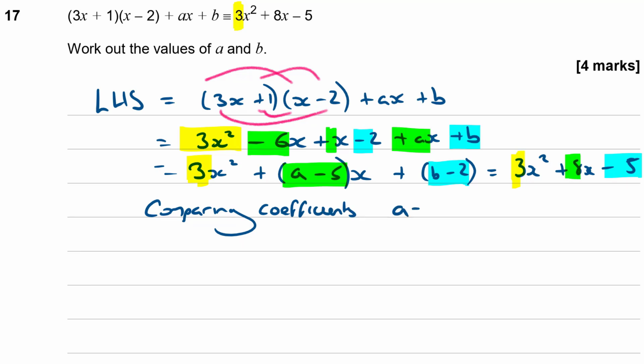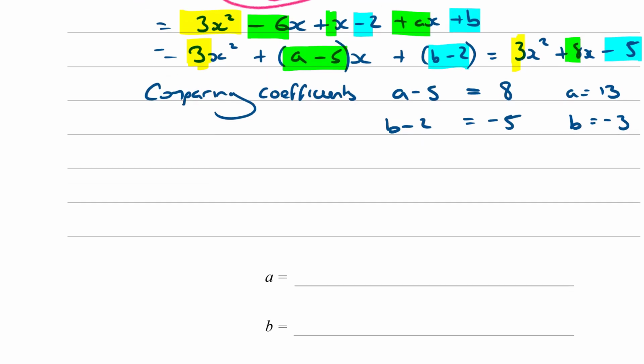I know that a minus 5, my coefficient of x, must be equal to 8, which means that a must be equal to 13. And my b minus 2 must be equal to minus 5. So b must be equal to minus 3. So just need to write that in the box below, 13 and minus 3.